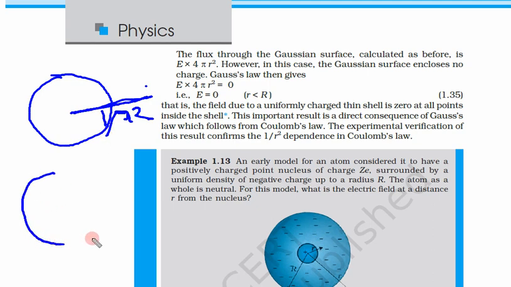But inside the shell, if I take a point here, from where will I calculate r? From here. So there will not be any 1 by r square dependence. Hence Gauss law is not valid and the field is 0.